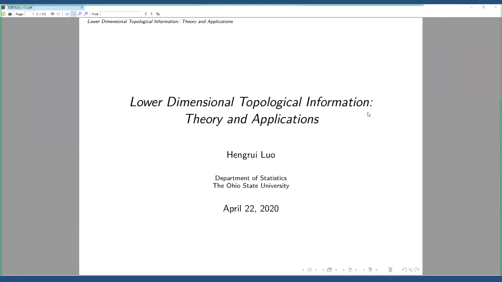Today, the topic of my talk is the lower dimensional topological information. We're going to touch a little bit of theory and also a little bit of applications. My background is statistician, so compared to the previous talk, today's talk will involve a little bit more data analysis and also statistical elements. I hope you enjoy it.